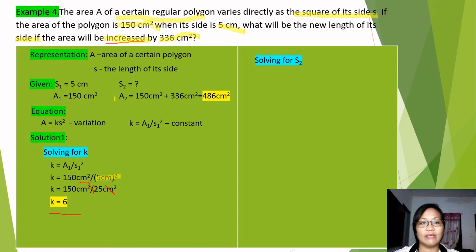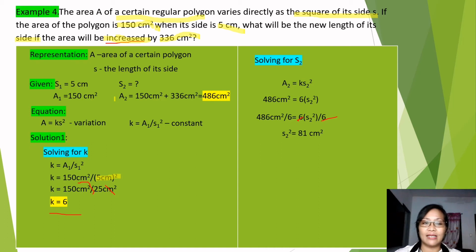Next, solving for S sub 2. The solution is A sub 2 is equal to K S sub 2 squared. Then, of course, substitute. For A sub 2, we have 486 centimeters squared is equal to K, which is 6, times S sub 2 squared. Then we need to isolate S sub 2, so we divide both sides by 6 and cancel 6 and 6. So we have S sub 2 squared is equal to 486 centimeters squared divided by 6, which is 81 centimeters squared.